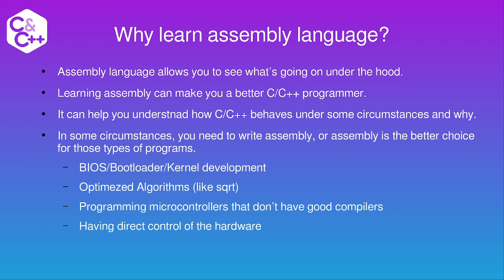Learning assembly can actually make you a better C and C++ programmer, because you will be learning about the CPU and how it works, and knowing how it works will help you understand how to optimize your code, first of all. Like, if you didn't know that some instruction existed, you could go around the way, but if you know that instruction exists and you can use it, you can make a better program with it, a faster program with it. You can predict what some function will do. You can predict what your program will actually do when you know assembly. It can also help you understand how C and C++ behave under some circumstances, and why it behaves like that.